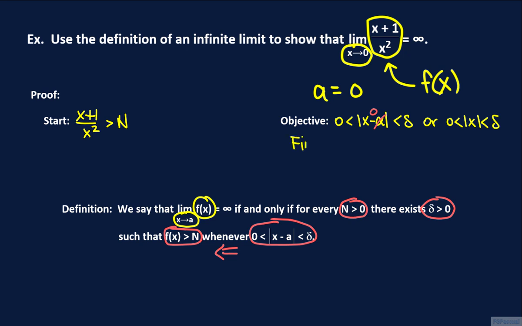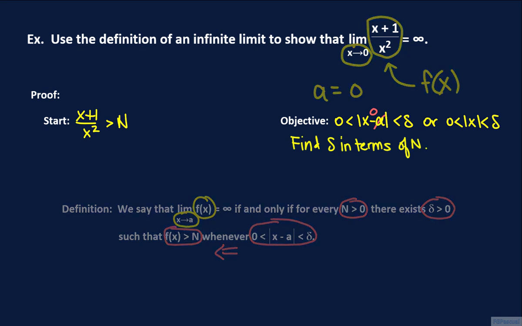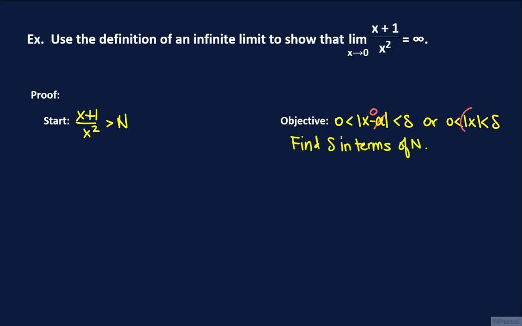We must show the existence of delta. We can achieve this by finding delta in terms of N. We need to get the absolute value of x in the delta inequality, and we observe that we have x squared in the N inequality. The square root of x squared is the absolute value of x. If we are to take square roots in the N inequality, then we will have to take the square root of x plus 1, which can be problematic because x plus 1 can be negative.